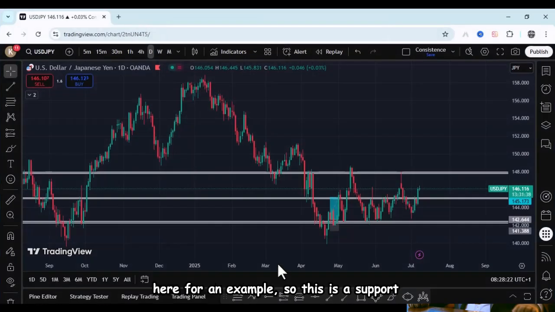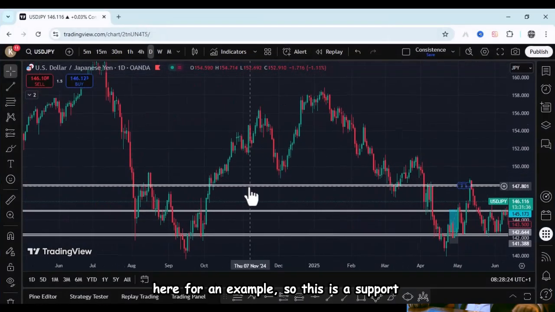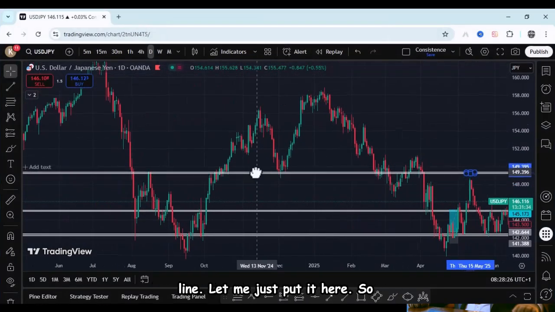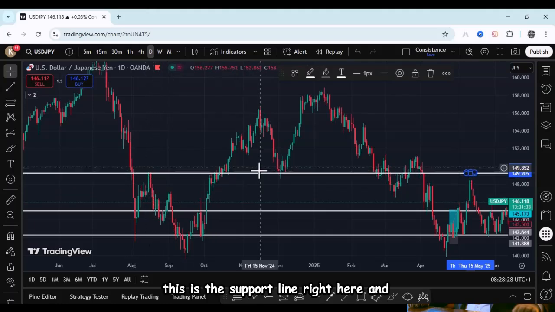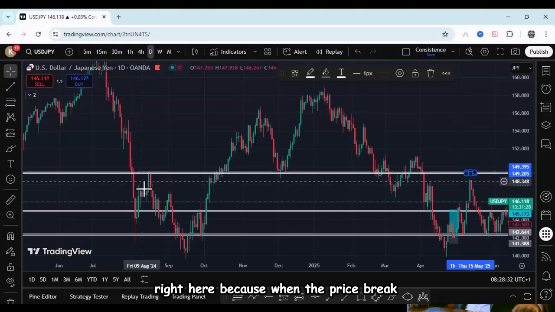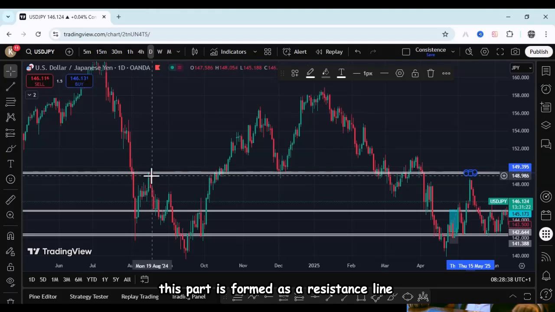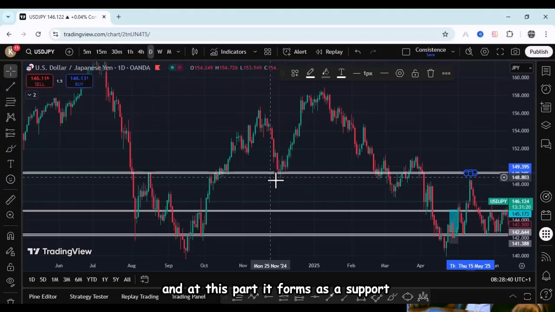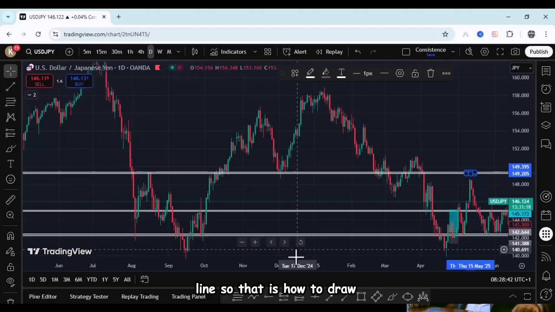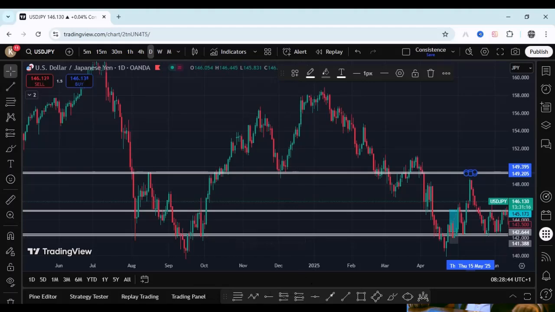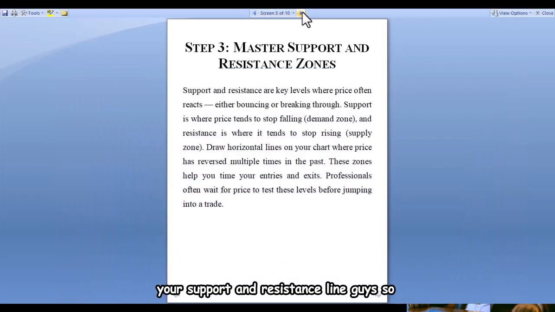So as you can see here for an example, this is a support line. Let me just put it here. So this is the support line right here, and you can also call it a resistance line right here, because when the price breaks, the price comes back to retest. So at this part it forms as a resistance line, and at this part it forms as a support line. So that is how to draw your support and resistance lines, guys.